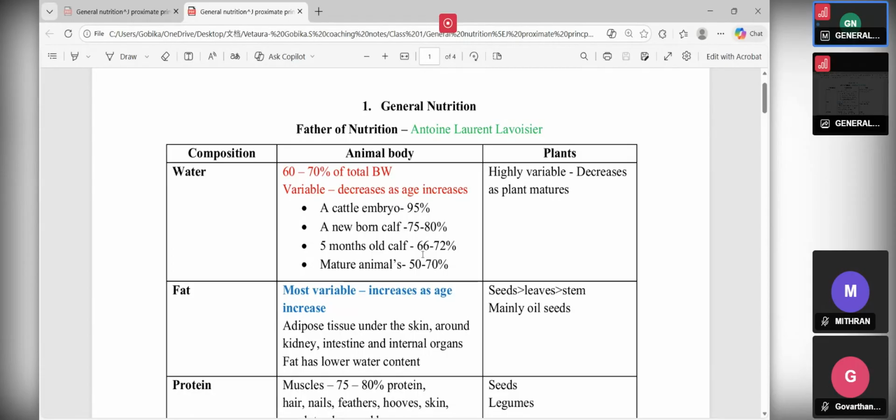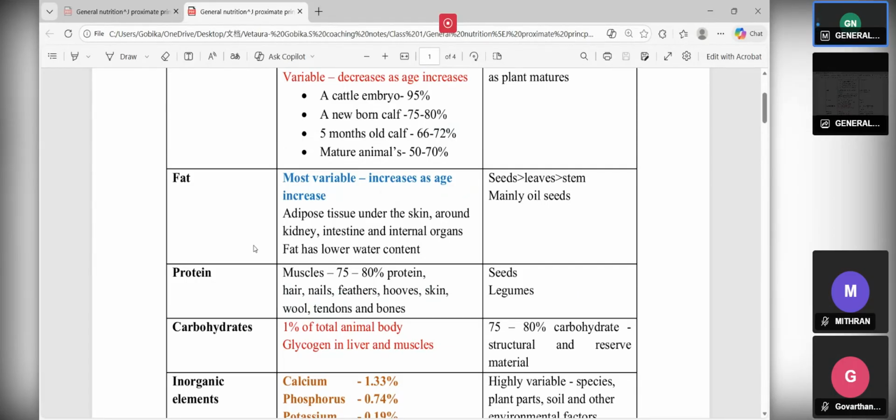In the water aspect, we should know only that it is 60 to 70% of total body weight in the animal body, and that its content varies. It decreases as the age increases. These two points are the most important and were previously asked.